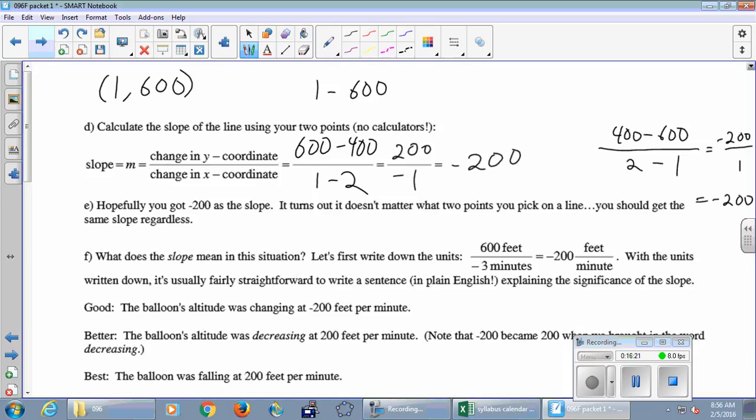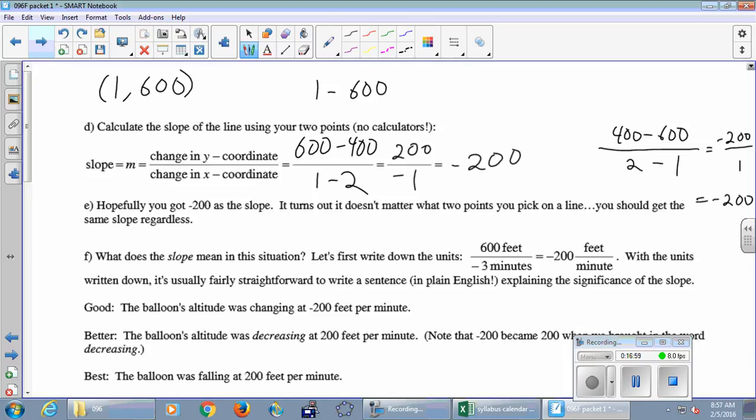What does the slope mean in this situation? Let's first write down the units. So the first calculation we did on the previous page, it was a change of 600, but that was 600 feet, right? This was the altitude of the balloon that we were subtracting. And downstairs was -3, and it was minutes. This was time in minutes. And so that -200, the units are just feet on top and minutes on the bottom, feet per minute. And so once you've got the units written down, that -200 feet per minute, you just change the division line to the word per in your head, the sentence is just about written. So we just have to pad it a little bit with some words.